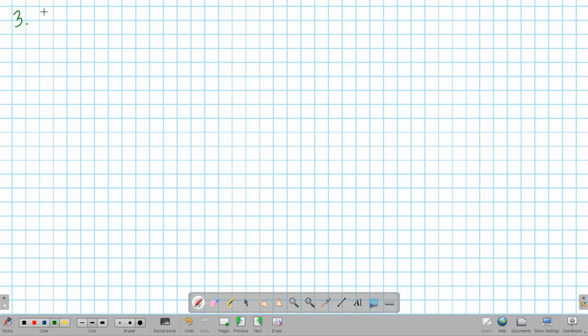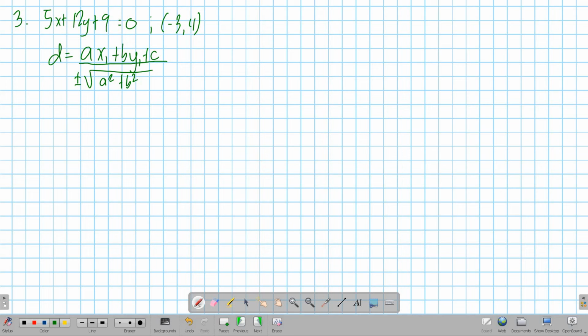So in number 3, we're asked to find the directed distance between the line 5x plus 12y plus 9 equals 0 to the point -3, 4. So, that's not vertical, that's not horizontal. So what we need to do is use the formula: distance is equal to a x sub 1 plus b y sub 1 plus c, all over the positive or negative square root of a squared plus b squared. So, again, this is a, this is b, and this is c. This is x sub 1, this is y sub 1.